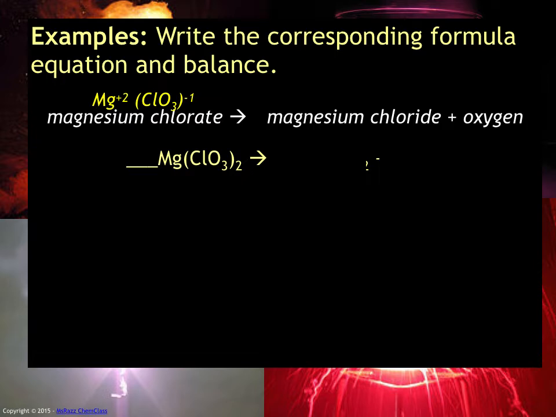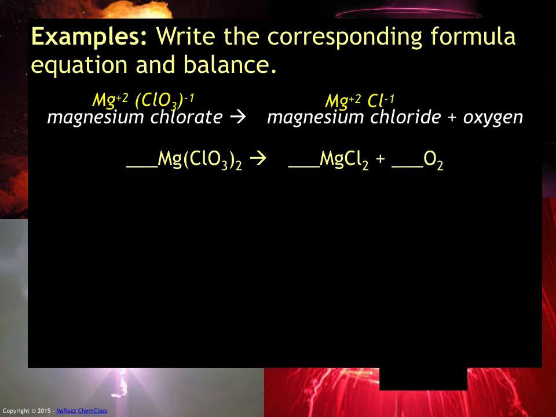Then magnesium chloride is a compound. It is an ionic compound. Magnesium has a charge of +2, chloride has a charge of -1, so we'll put those together like that. Finally, for oxygen, is it an element or a compound? It's an element. Is it monoatomic or diatomic? It's diatomic, so there's the formula. That's writing the formula equation. The next step is to balance it.